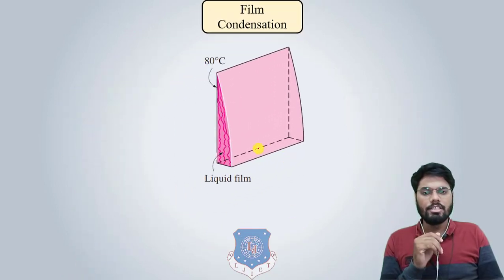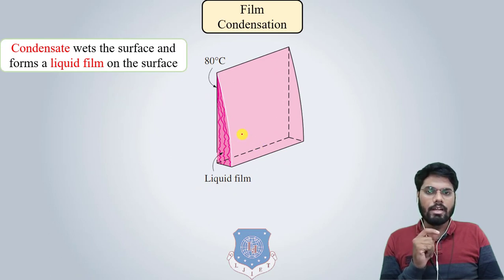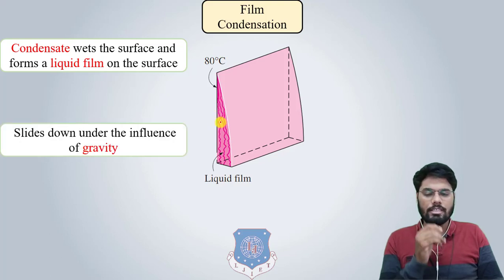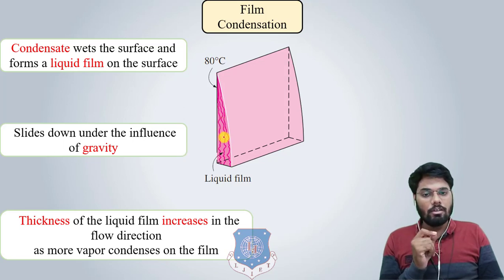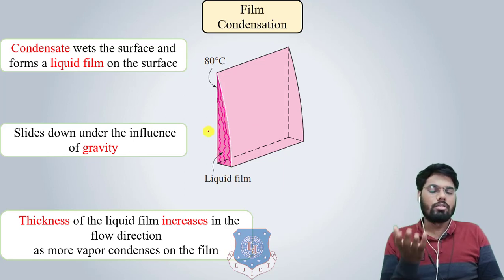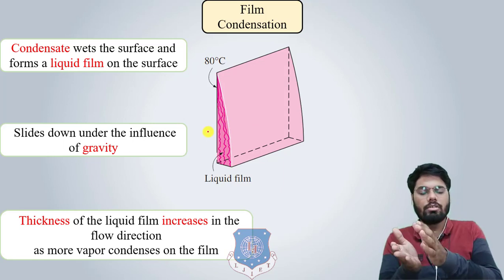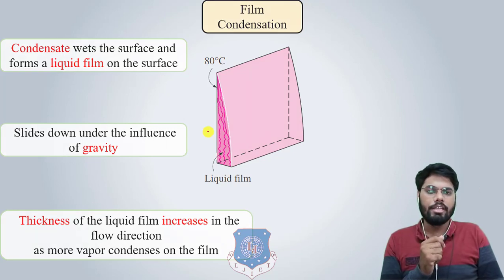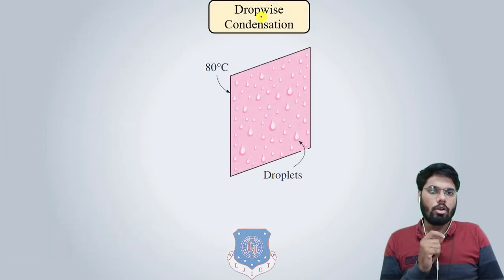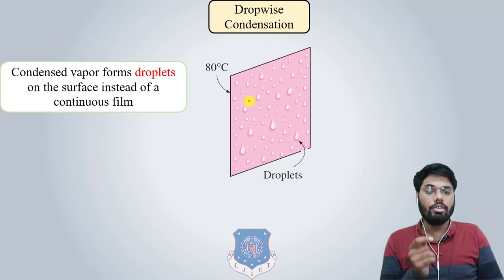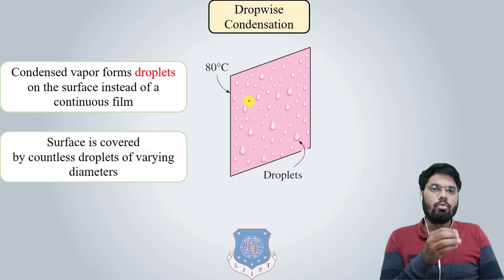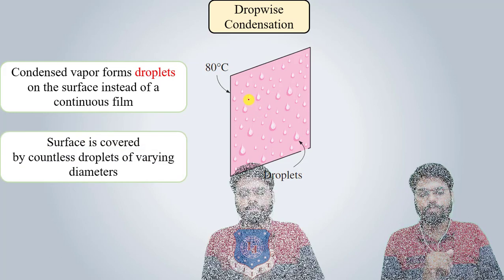First is film condensation. In this type, the condensate wets the surface and forms a liquid film on the surface. As we can see in the figure, it slides down under the influence of gravity, as we discussed. The thickness of the liquid film increases in the flow direction as more vapor condenses on the film. We know that the more vapor condenses on the surface, the thickness of the film will increase. Now in the second type, drop-wise condensation, condensed vapor forms droplets on the surface instead of a continuous film. The surface is covered by countless droplets of varying diameter.